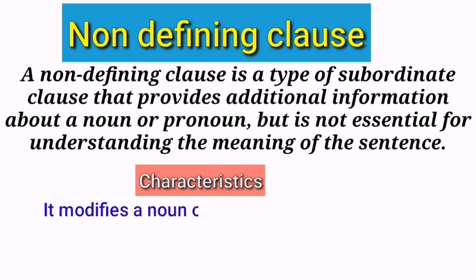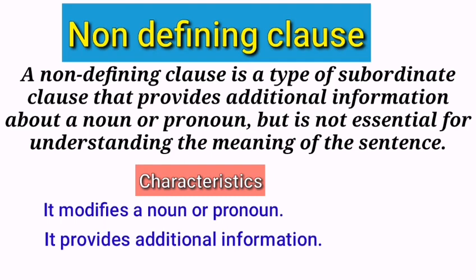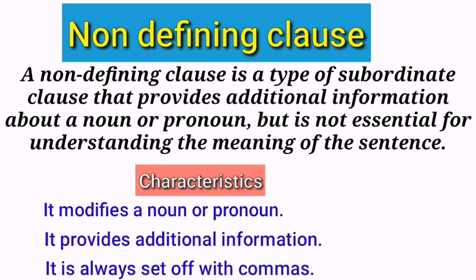It modifies a noun or pronoun. By this point, I mean that it also modifies a noun or pronoun like a defining clause. But it is to some extent different. It provides additional information. By this point, it is meant that a non-defining clause will provide additional information about the noun or pronoun which it modifies. But when you put aside this information from a sentence, then the sentence will not be disturbed. It is always set off with commas. This is also one of the main points, that a non-defining clause will always be separated with commas.